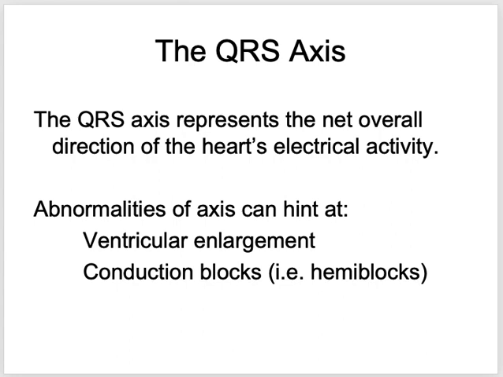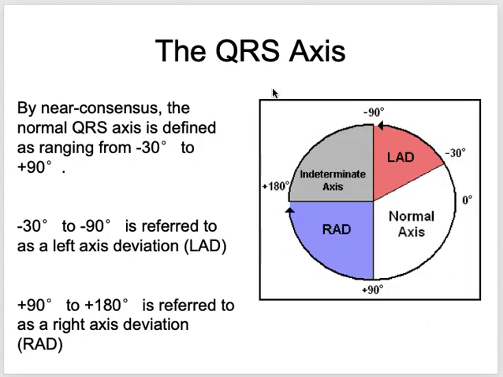You can see, if I place a person over here, his right shoulder will be here, his spleen will be here. So normally the current starts from here, the SA node, and goes in this direction. So normally the arrow lies somewhere here, which is considered a normal axis. Now there are several methods to assess the axis.